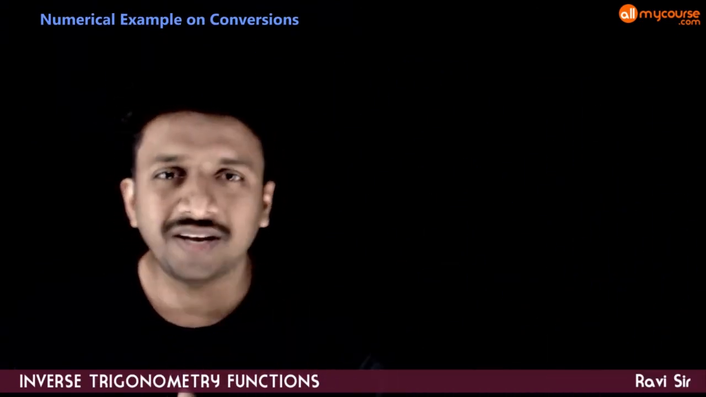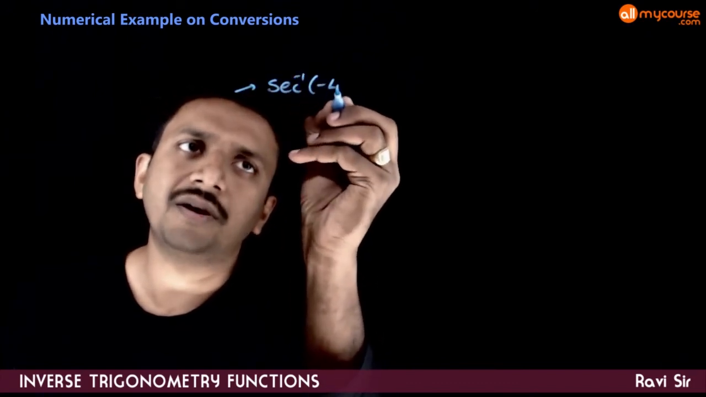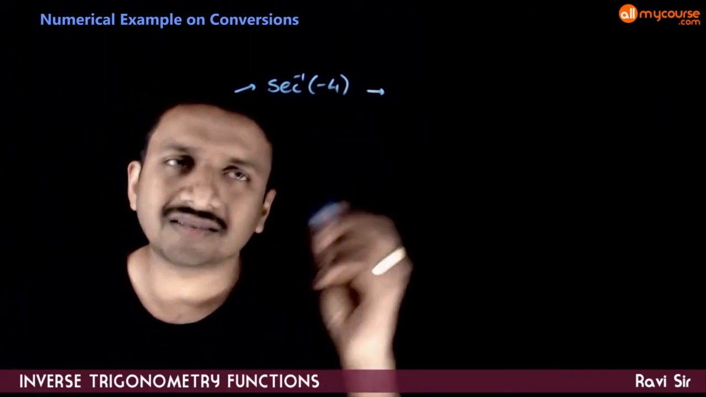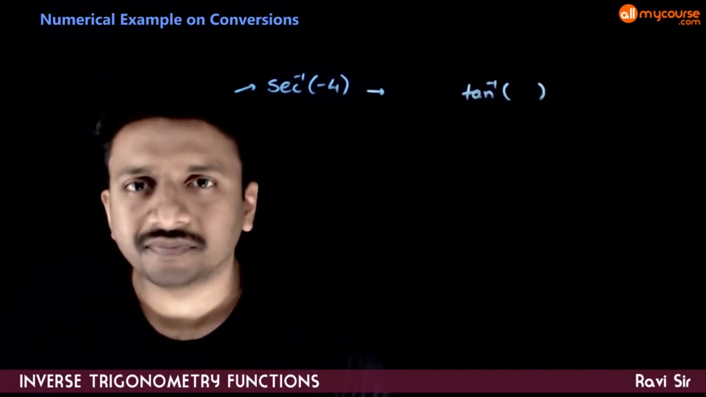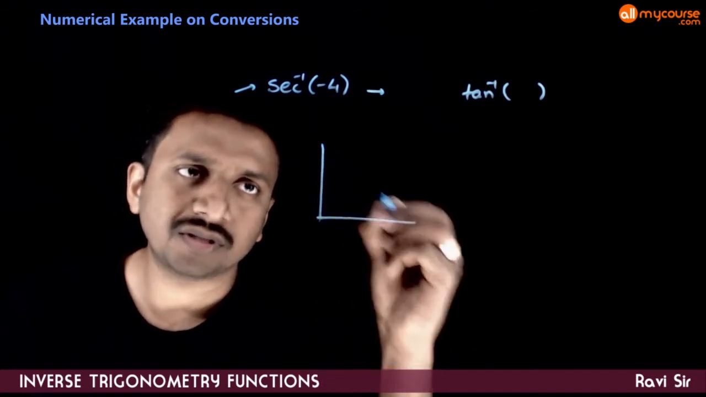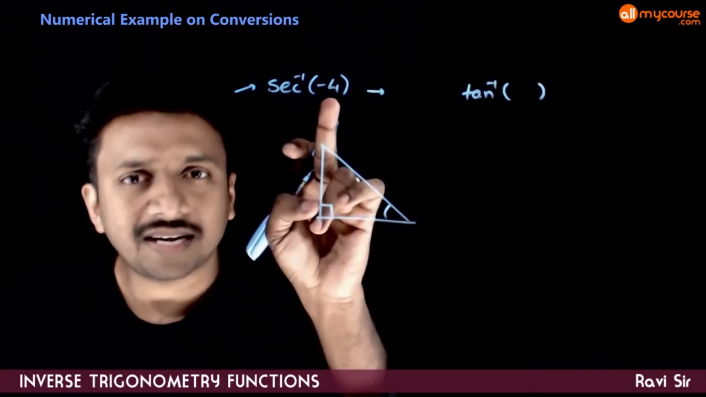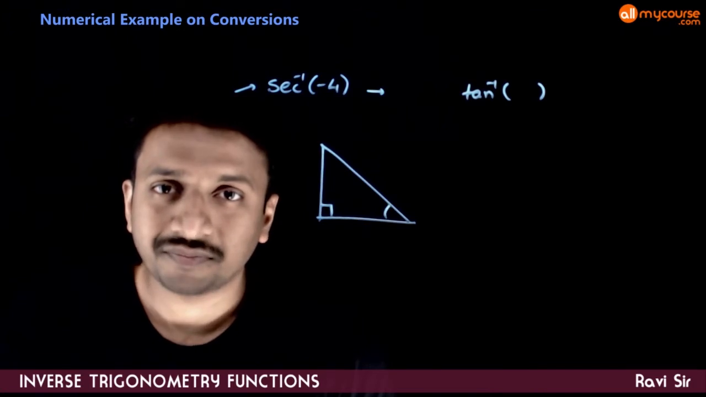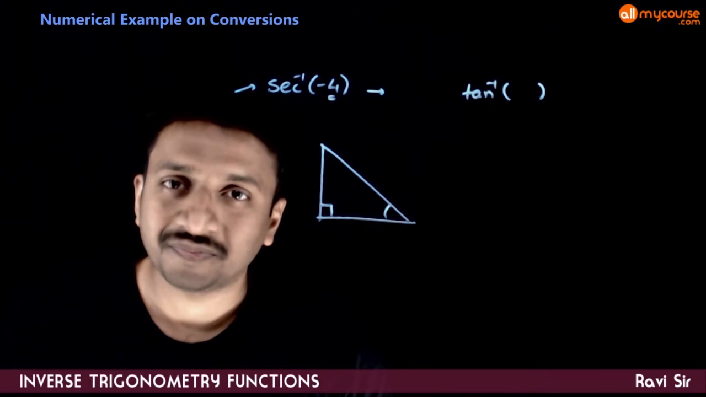Now let us take a numerical example. So let us say that you have secant inverse of minus 4. You need to convert this into some sort of tan inverse. So how do we do it? First let us use the triangle method. Let us first deal with plus 4 and then adjust the formulas.